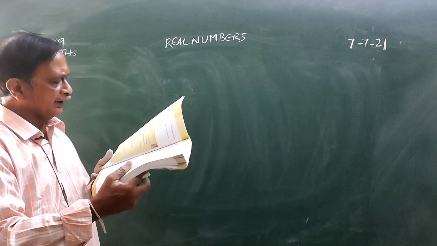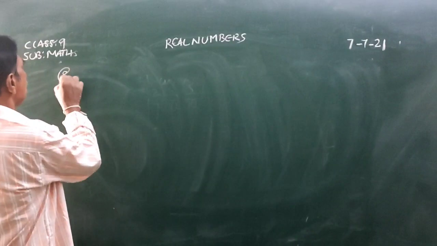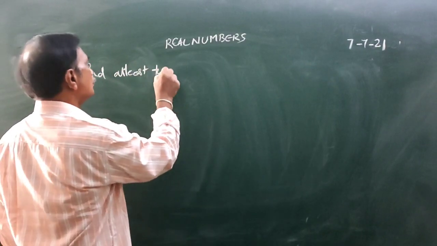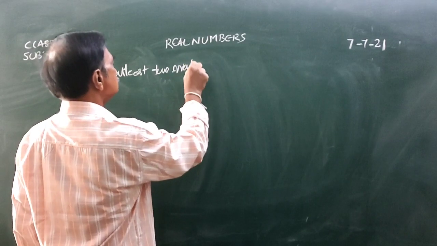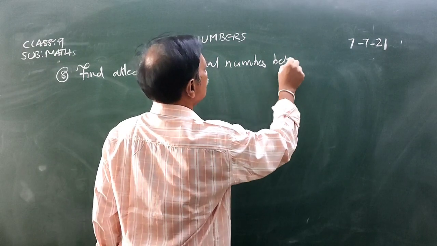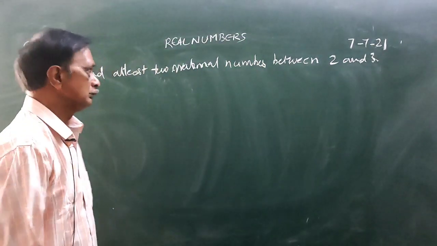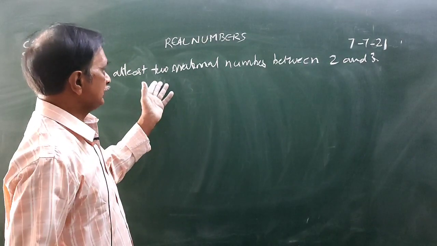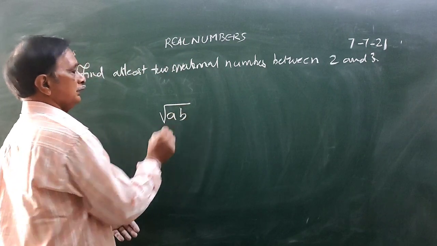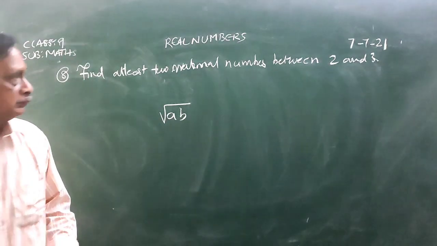Now, eighth one, find at least two irrational numbers between 2 and 3. So we know that an irrational number between 2 and 3 can be obtained by using the formula root AB. If A and B are two numbers, then the irrational number between A and B is equal to root AB. That is one of the methods.